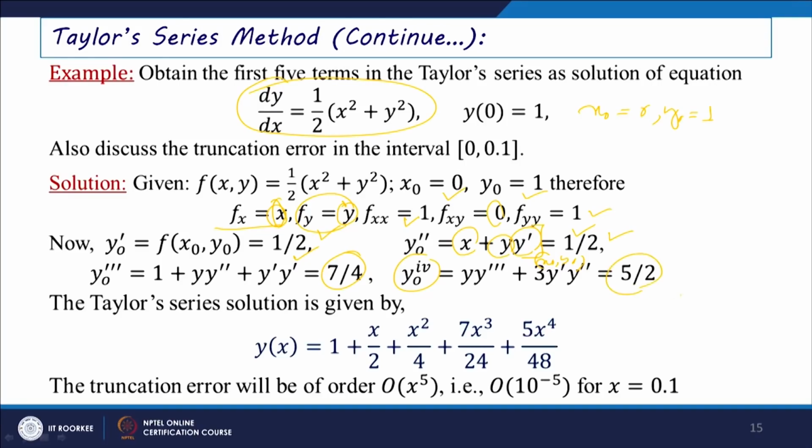Putting all these terms in, we obtain the Taylor series expansion as 1 plus x by 2 plus x square by 4 plus 7x cube by 24 plus 5x to the power 4 by 48. The immediate next term we consider as the remainder term, which is of order x to the power 5, since the series expansion goes up to the 4th order term. And for x equals 0.1, we can find the error term for this. Thank you for listening to this lecture.